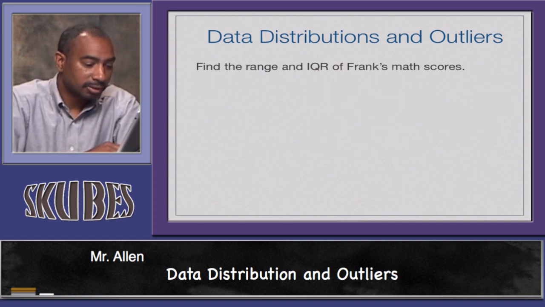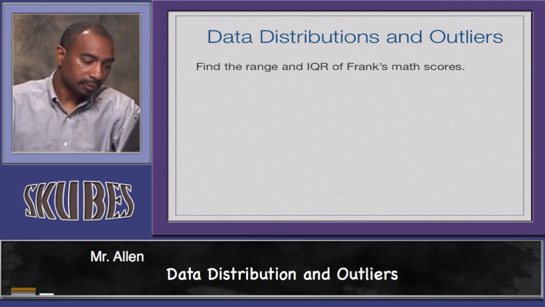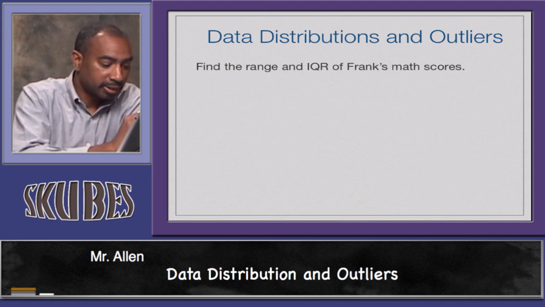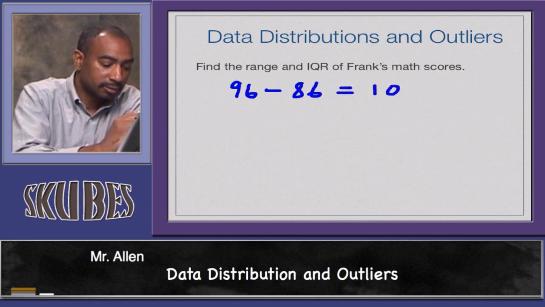All right, find the range and the interquartile range. Well, the range, you just take the largest number, that's 96, and subtract it from the lowest number. That gives you a difference of 10. So the range is 10.